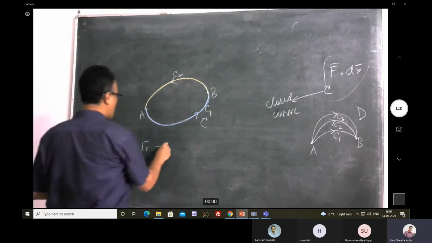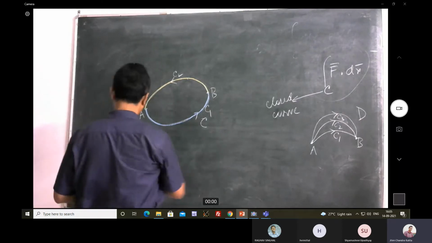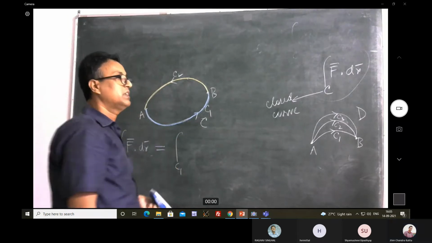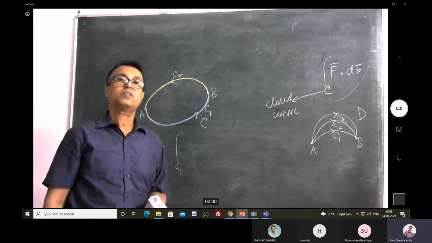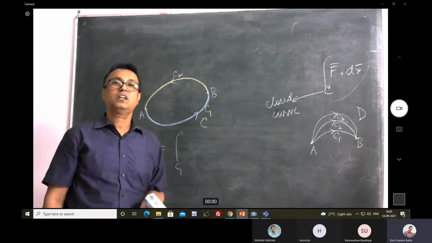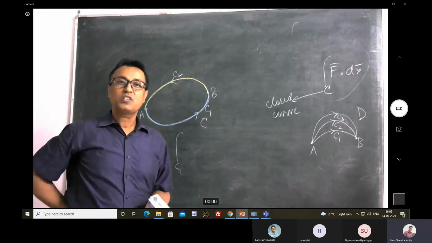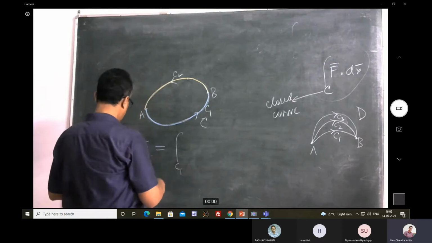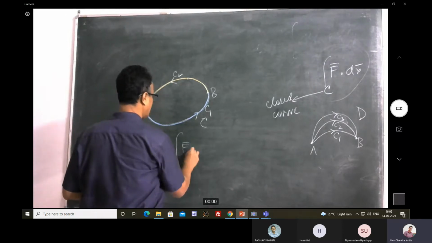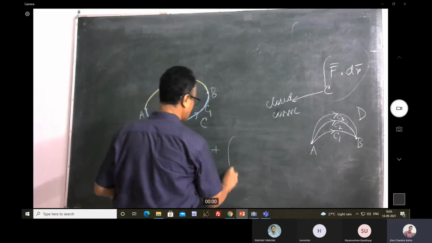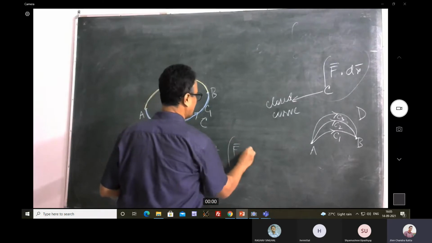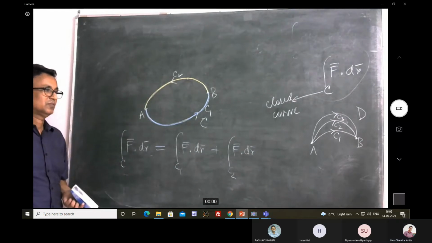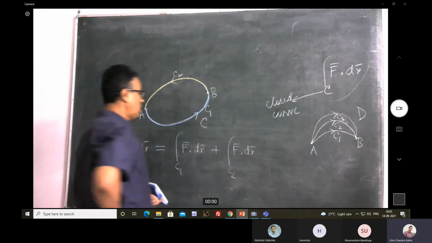Okay, fine. So now you know that this closed curve C can be some piecewise smooth curve. So we have already seen that I can write this as the integral over C1 of f dot dr plus the integral over C2 of f dot dr. Is it okay? Yeah. Fine.